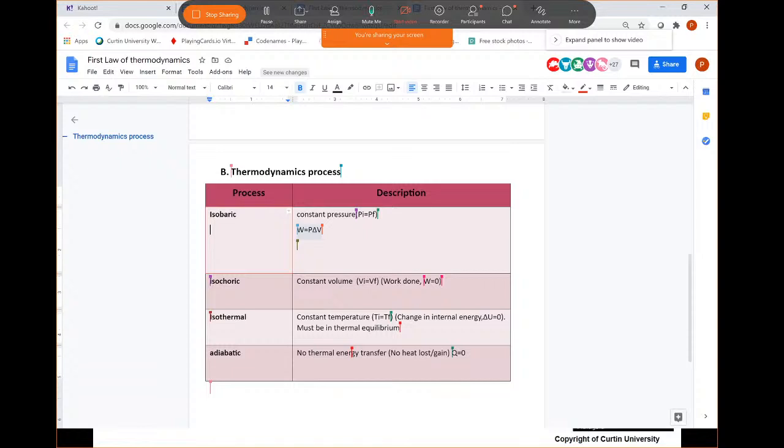Next, isothermal means constant temperature. Initial temperature equals final temperature. So this also indicates that the change in internal energy is also equal to 0, right? Thermal equilibrium means the temperature is the same. Lastly, adiabatic means no thermal energy transfer, in other words no heat loss or heat gain. No heat transfer at all, so Q equals 0. Right, very good.